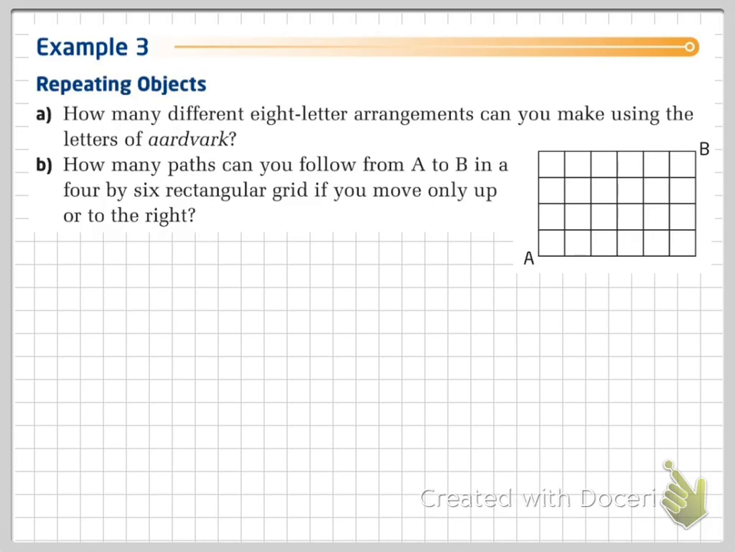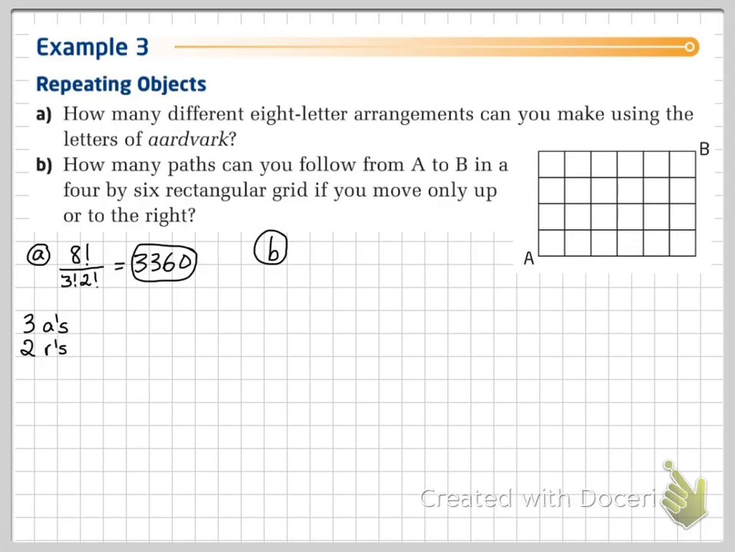Well, let's see this at work. Here we have repeating objects. How many different 8-letter arrangements can you make using the letters of the word aardvark? Well, what we have is 8 factorial divided by 3 factorial times 2 factorial, which, if you used your calculator to evaluate, would be 336. There's 3 factorial because there's 3 A's, and 2 factorial because there's 2 R's, and 8 factorial because there's 8 different letter arrangements.